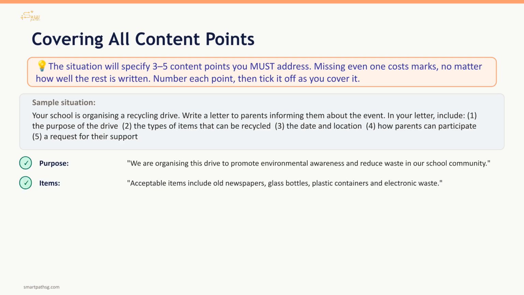Point 2. The types of items that can be recycled. We give specific examples. Acceptable items include old newspapers, glass bottles, plastic containers, and electronic waste. Giving those clear examples ensures the point is fully covered. Point 3. The date and location. This must be precise. The event will be held on the 15th of October 2026 at the school hall from 8 a.m. to 12 p.m. Be sure to include the day, month, year, venue, and time if provided.